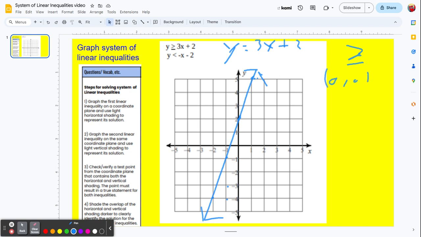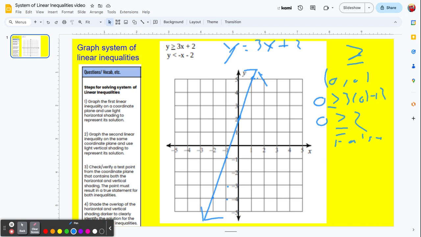So we substitute into the original inequality: 0 greater than or equal to 3 times 0 plus 2. So we get 0 is greater than or equal to 2. That is false.